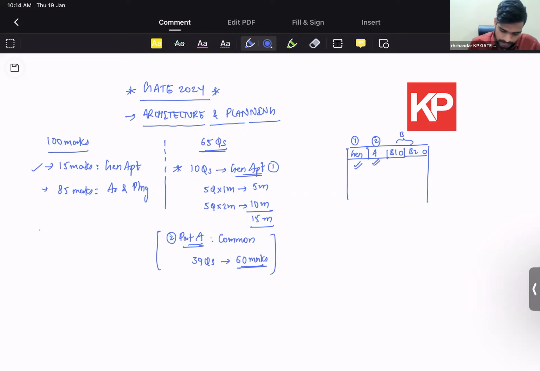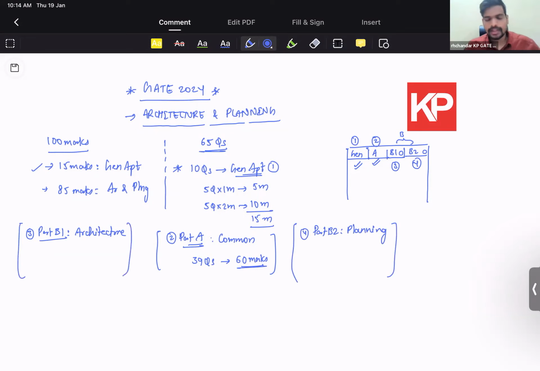B1 is architecture. So let me write it as point 3, and this as point 4. Point 3 is part B1, which is the architecture part, and part B2 is the planning part. Let me write this as point 4. So point 3 and point 4 have equal weightage and an equal number of questions. There are 16 questions in this part, the total weightage of which is 25 marks. There are 16 questions in the planning part too, and the weightage is 25 marks as well.